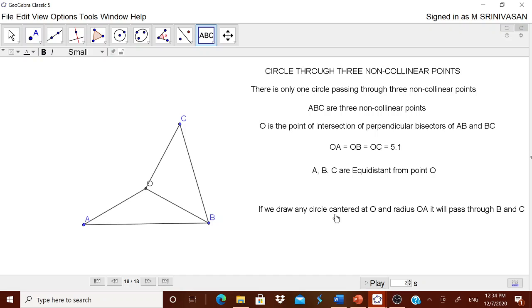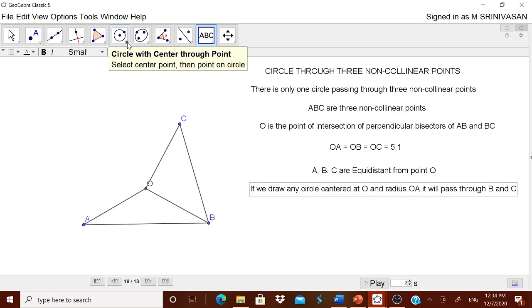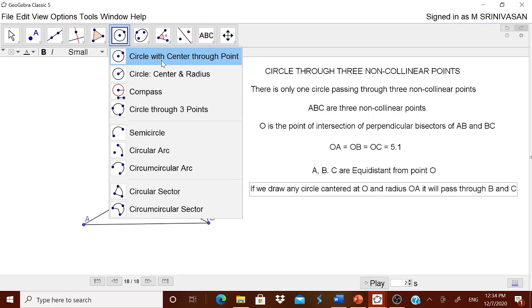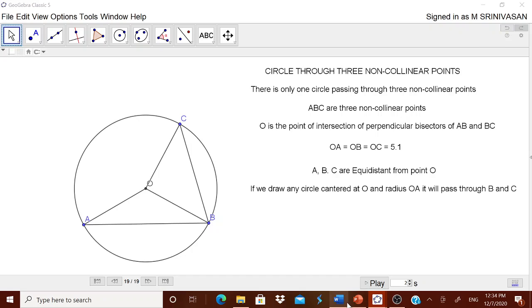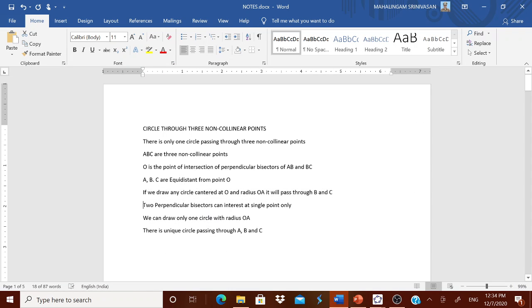Let us try to draw a circle now. It's very simple. Go to the circle through a point, centered at O, and just draw it. Oh, it passes through B and C. Fantastic. Therefore, we will declare it once again: the two perpendicular bisectors, if we draw a circle, it passes through B and C.